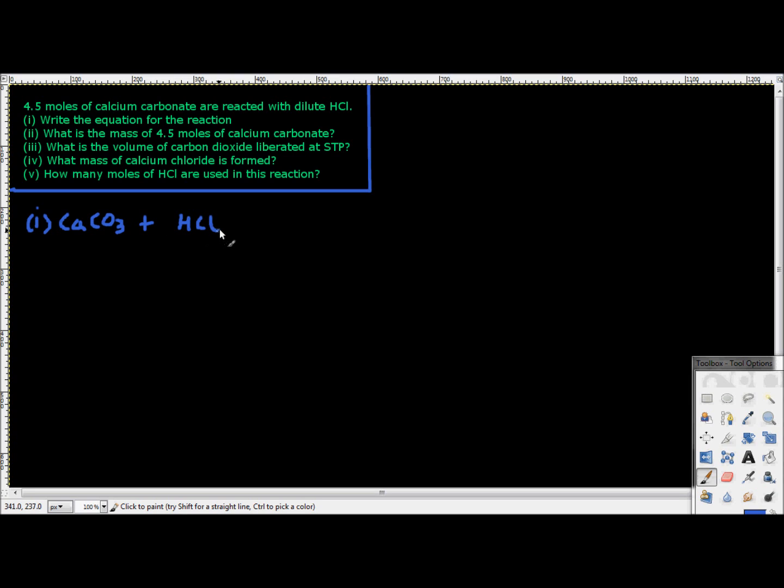So it's CaCO3 plus HCl gives you CaCl2, and it gives you H2O, and the last thing it'll give you is CO2. Okay, so what we first have to do to solve any stoichiometry questions is balance the equation. Now I've balanced it from before, but it comes out to be just 2HCl, the rest is all balanced. So our first part is done.